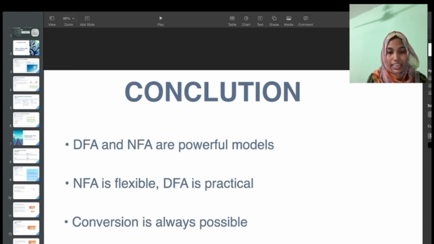Conclusion: NFA is flexible, DFA is practical, and conversion between them is always possible.